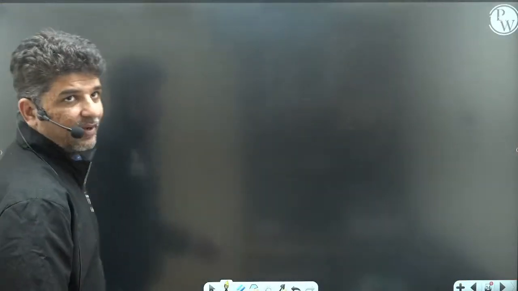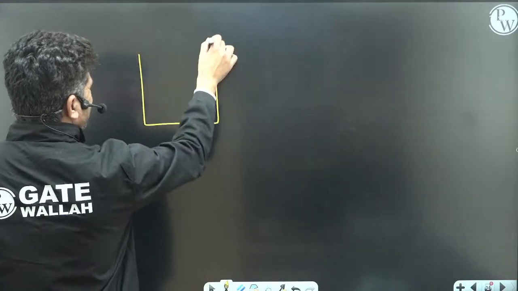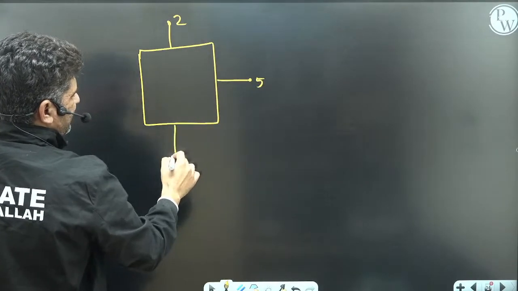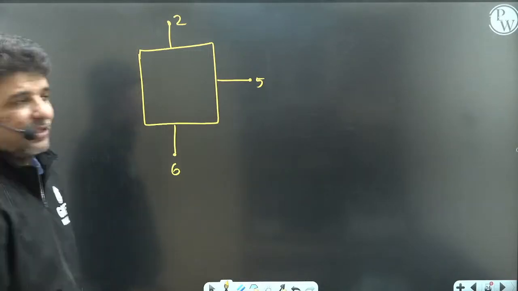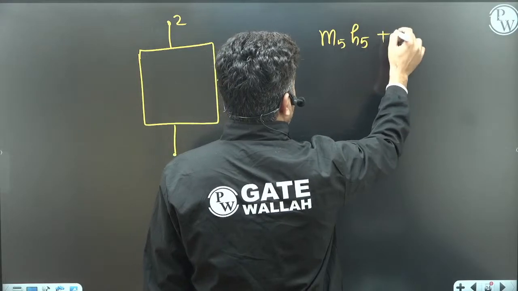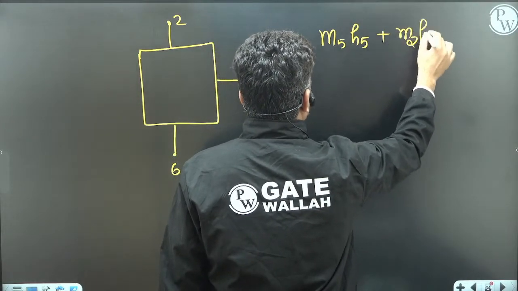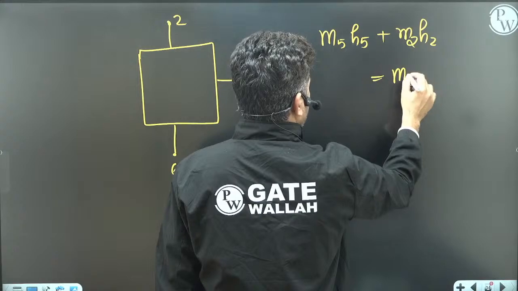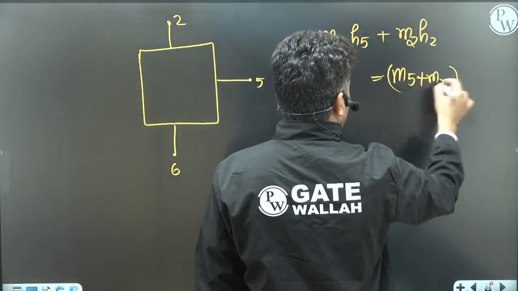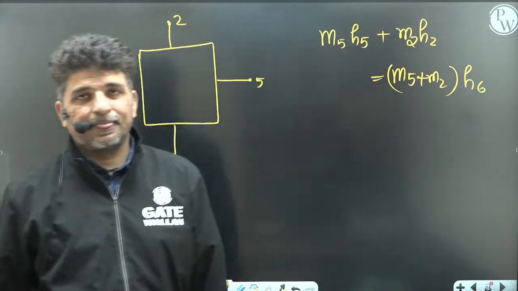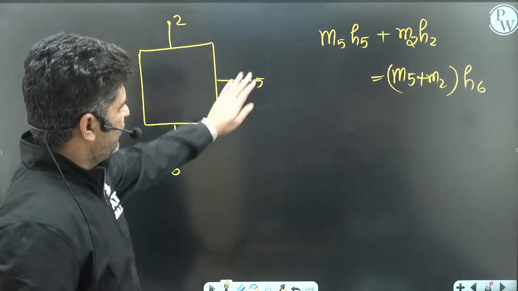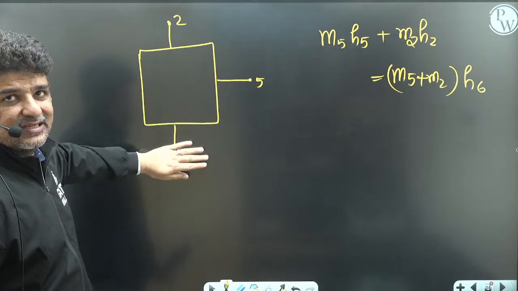So guys, you see, you have to balance on the open feed water heater. So it is location 2, this is location 5 and this is location 6. Okay, so you see that mass flow rate at location 5 multiplied by enthalpy at location 5 plus mass flow rate at location 2 multiplied by enthalpy at location 2 will be equal to mass flow rate of 5 plus mass flow rate at location 2, multiplied by enthalpy at location 6. Okay, so this is what you will get the equation. So M5 into H5 plus M2 into H2 will be equal to M6 into H6.